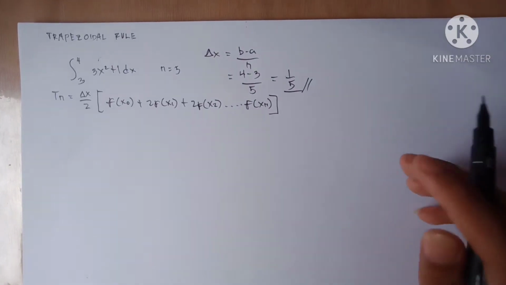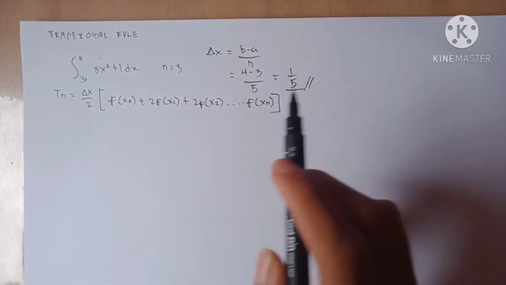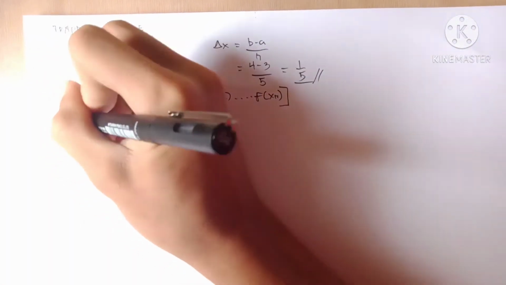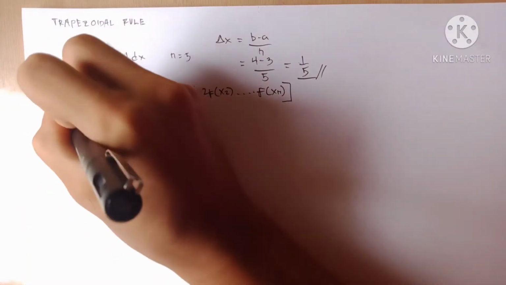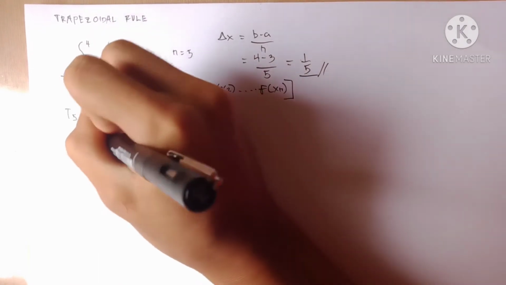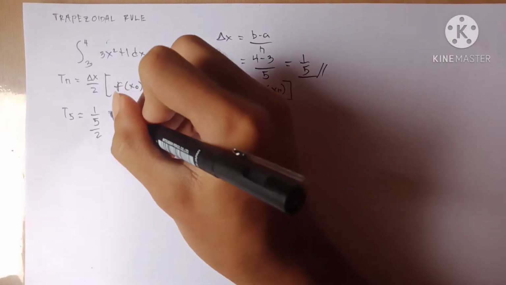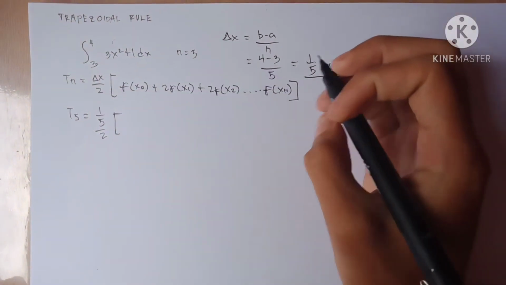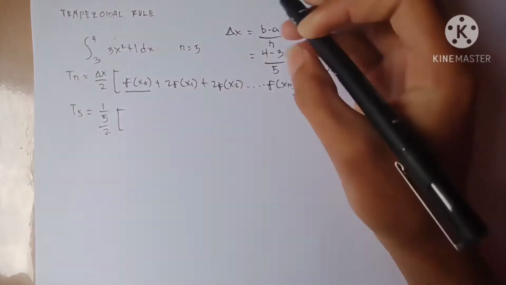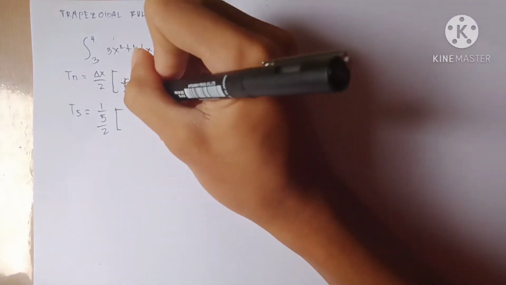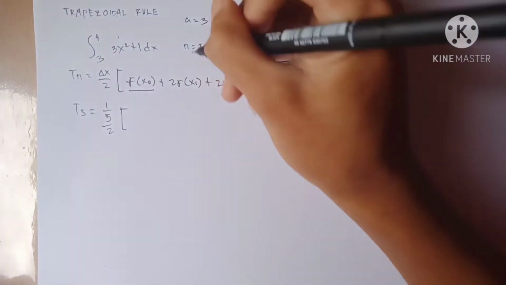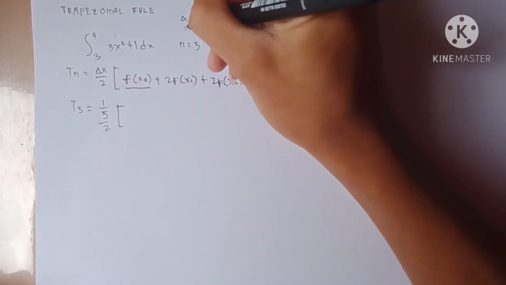Next is substitute natin yung value ng ating delta x. Yung T of n natin ay, ang n natin ay 5. Then delta x, 1 over 5, all over 2. Then since this is the first term, pag first term siya yung a, our a is 3 and our b is 4.